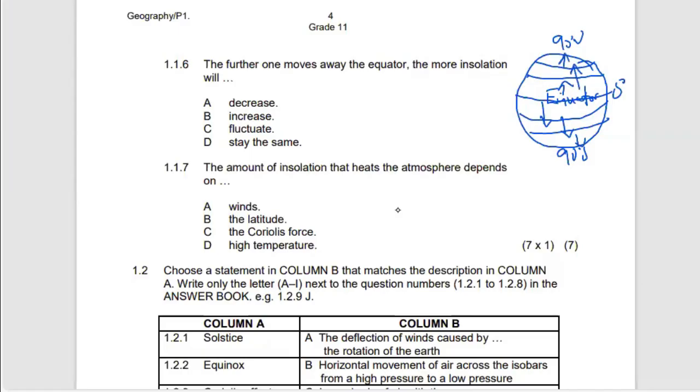If you are increasing your latitude, it means the insolation will, the further one moves away from the equator, the more insolation will. The correct response there is insolation will decrease.